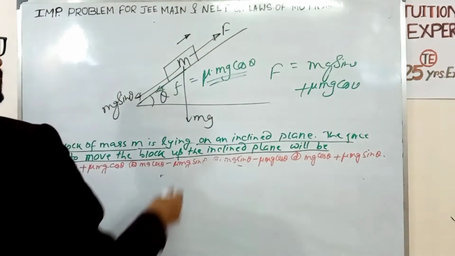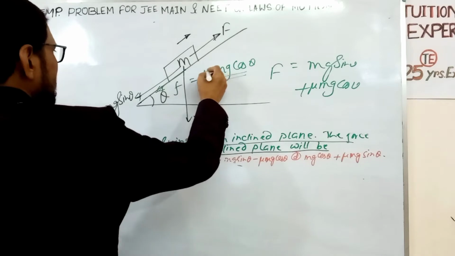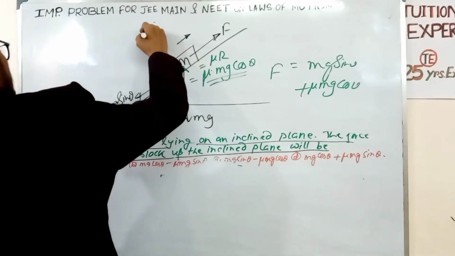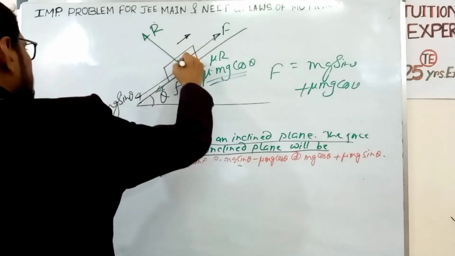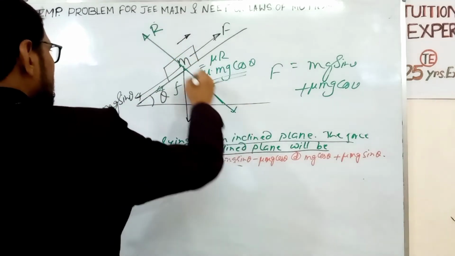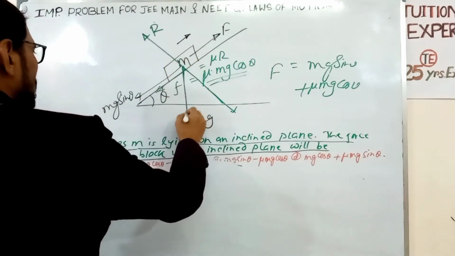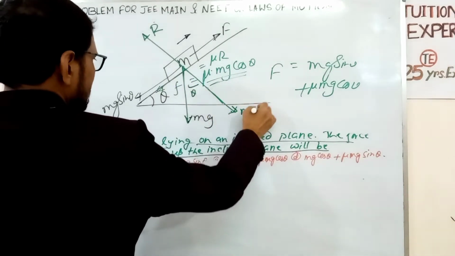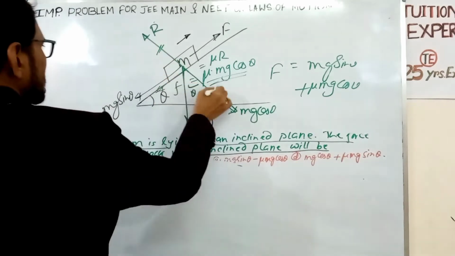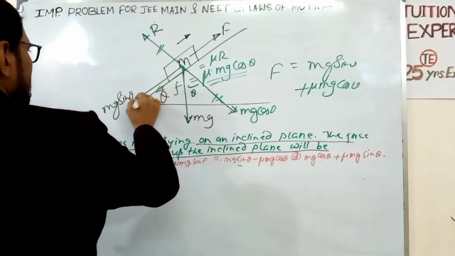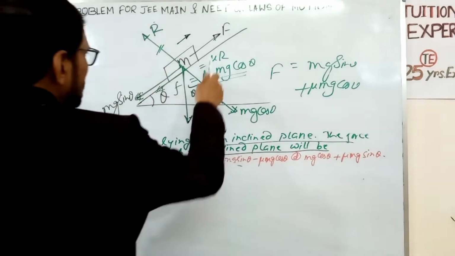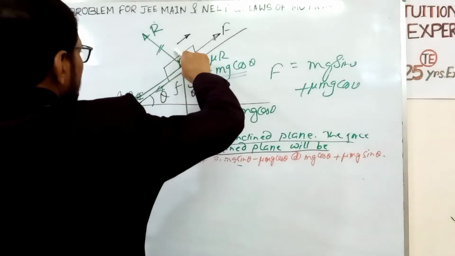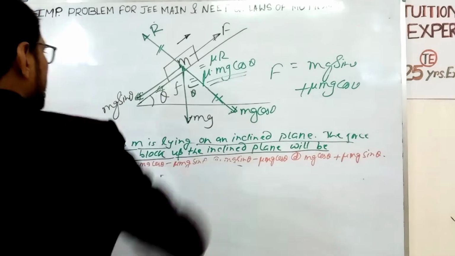You should know why the normal reaction is R. Friction equals mu into R. Here R is the normal reaction, which acts in this direction. How do we get the normal reaction? The component of the weight along this direction is mg cos theta, so R equals mg cos theta. So friction equals mu R, which is mu mg cos theta. Friction acts in this direction because the block tends to move upward by the force F.